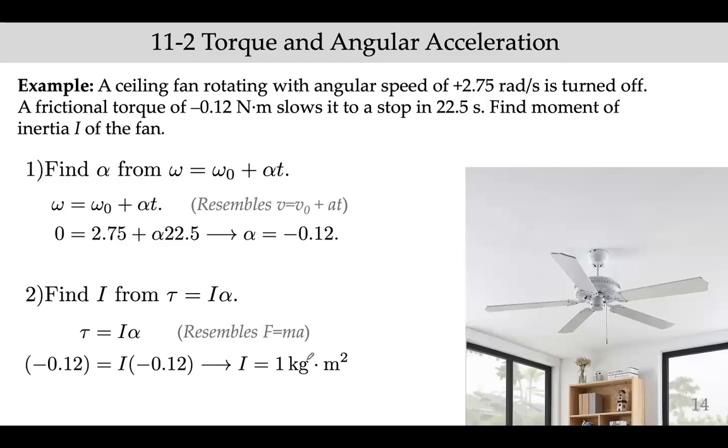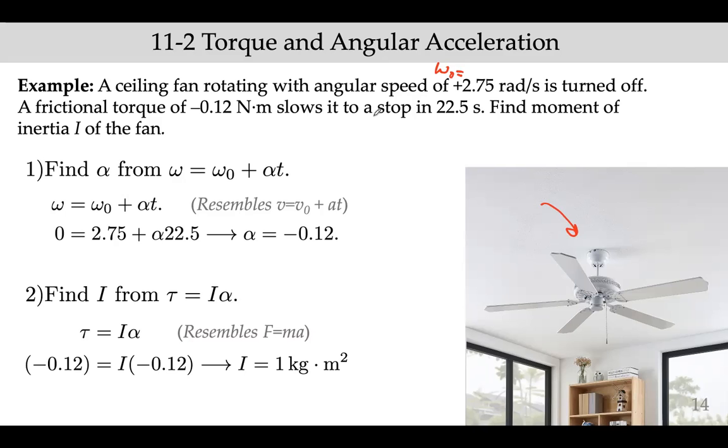Okay, here's an example. A ceiling fan is rotating with angular speed. Let's call it the initial angular speed. Plus means it's rotating in the counterclockwise direction, 2.75 radians per second. It is turned off. So it was rotating and then you turn it off.